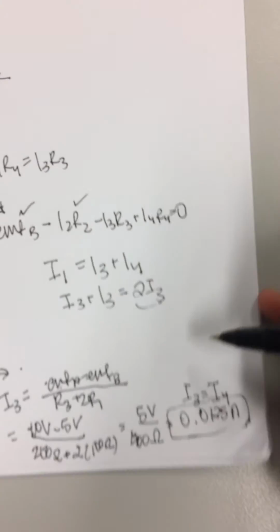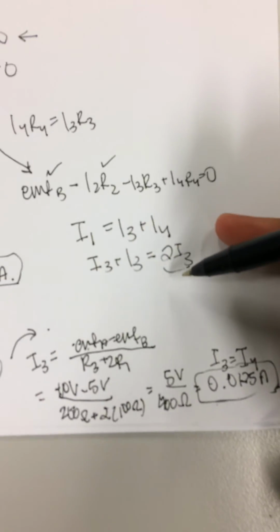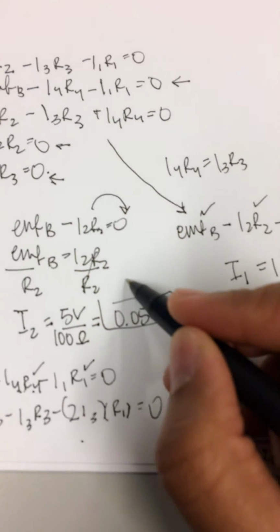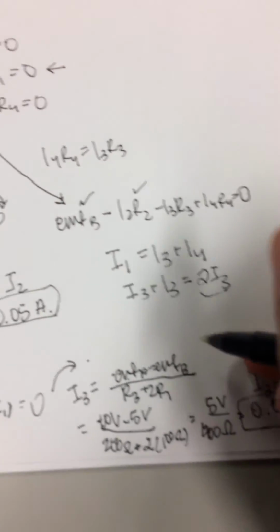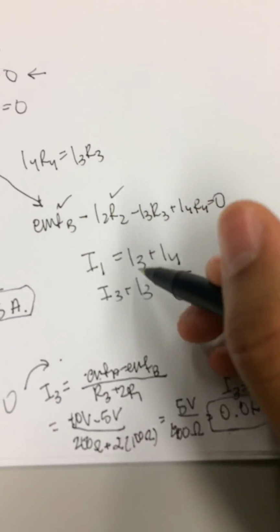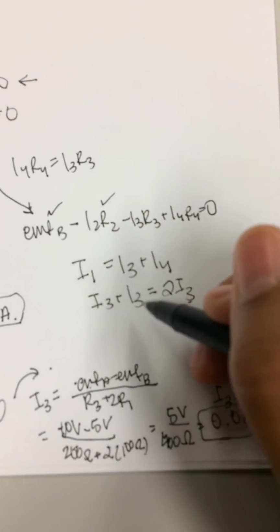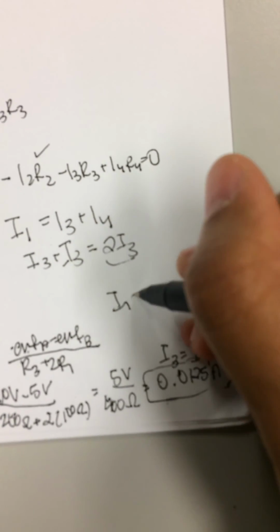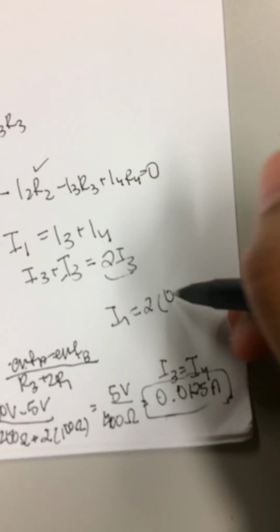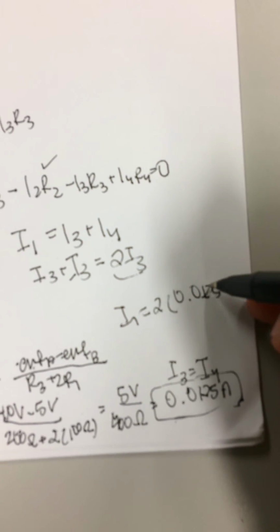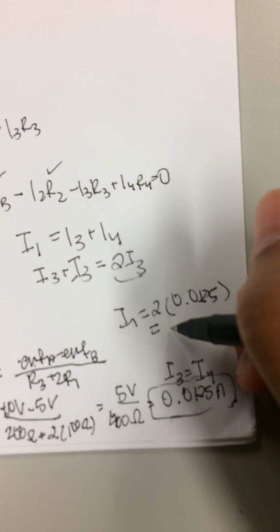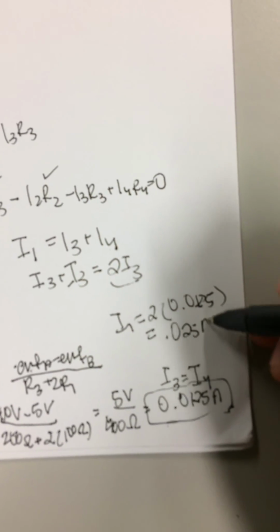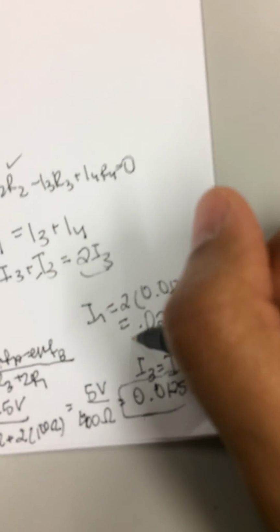For the last part, you can still use this node rule equation to figure out the value of I1, because you have I2 right here, you have I3 and I4. To find I1, you just plug in 2 times I3, so I1 equals 2 times 0.0125, and then you end up with 0.025 A. That is the answer to I1, and that is how you do problem number 2 on exam 3.